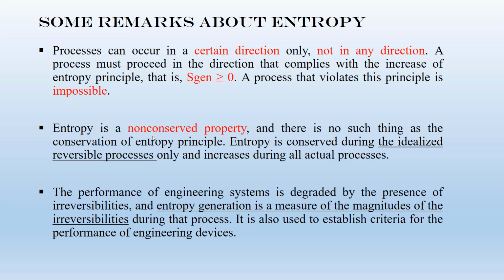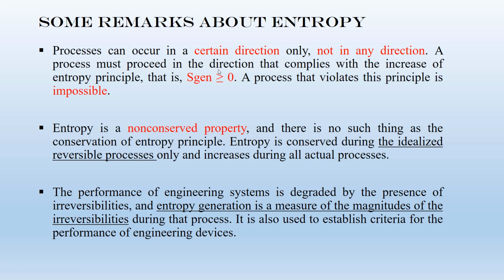So we can mention that processes occur in this direction, to have S generation always higher than or equal to zero. So a process that violates this principle is impossible, correct? You just learned another statement for the second thermodynamic law. Keep in mind that entropy is a non-conserved property.